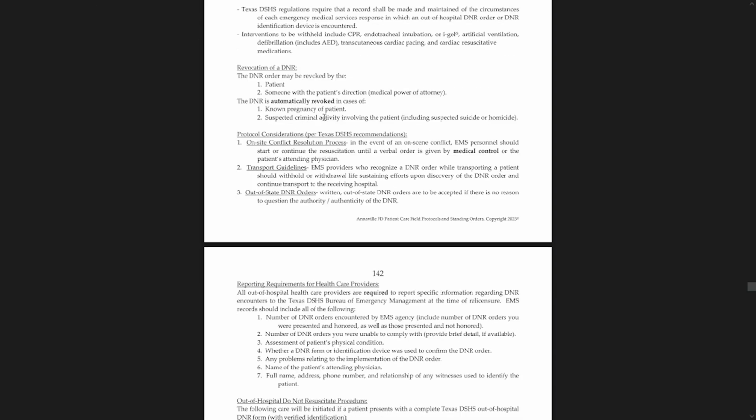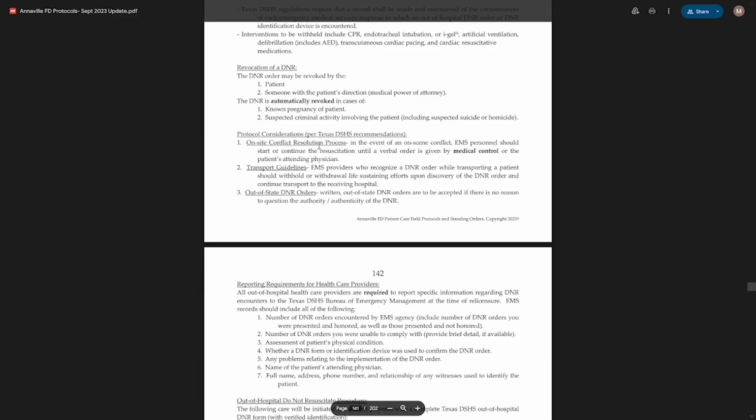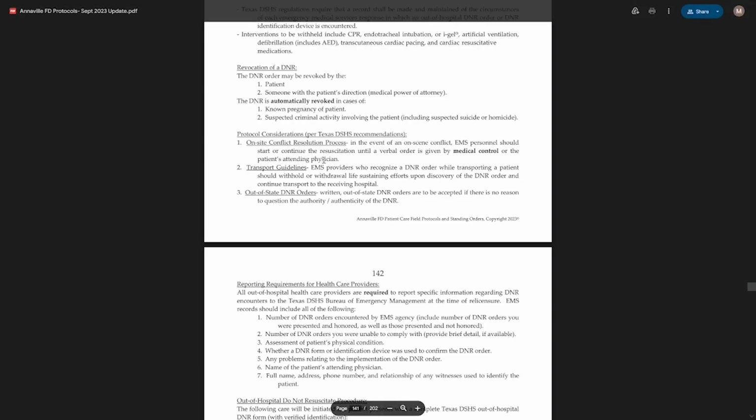The DNR is automatically revoked in cases of a known pregnancy of a patient and suspected criminal activity involving the patient, including suspect protocol considerations per Texas DSHS recommendations. On-site conflict resolution processes: in the event of an on-scene conflict, EMS personnel should start or continue the resuscitation efforts until a verbal order is given by medical control or the patient's attending physician.